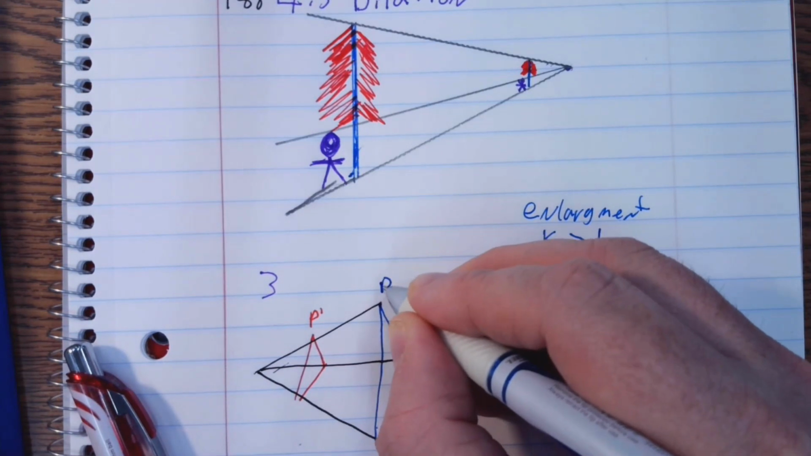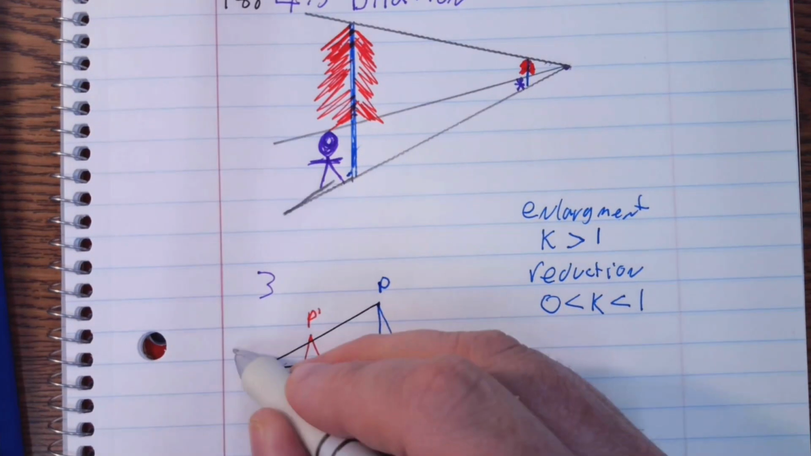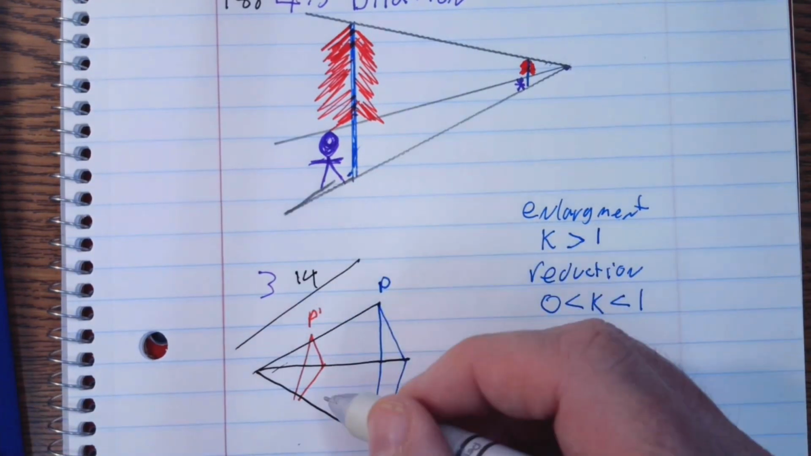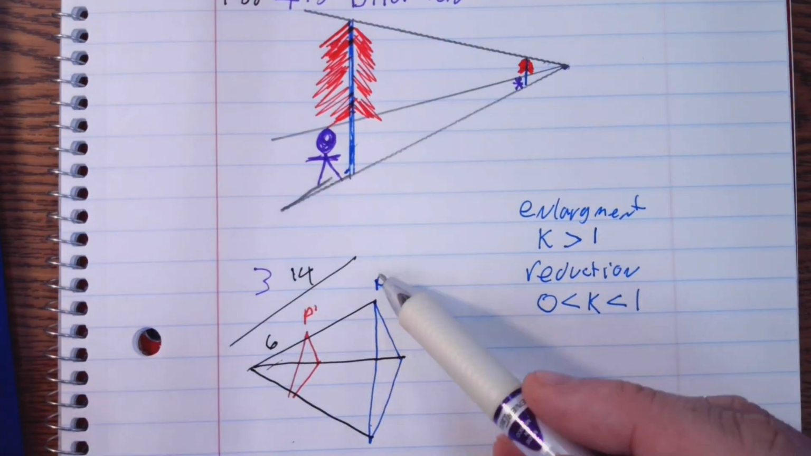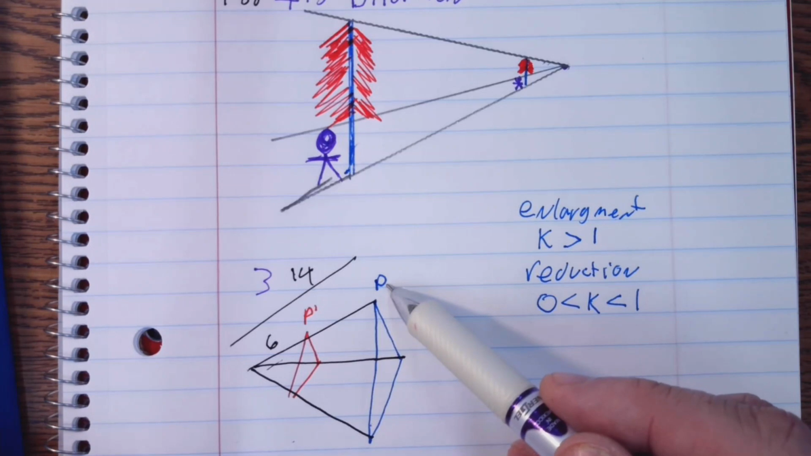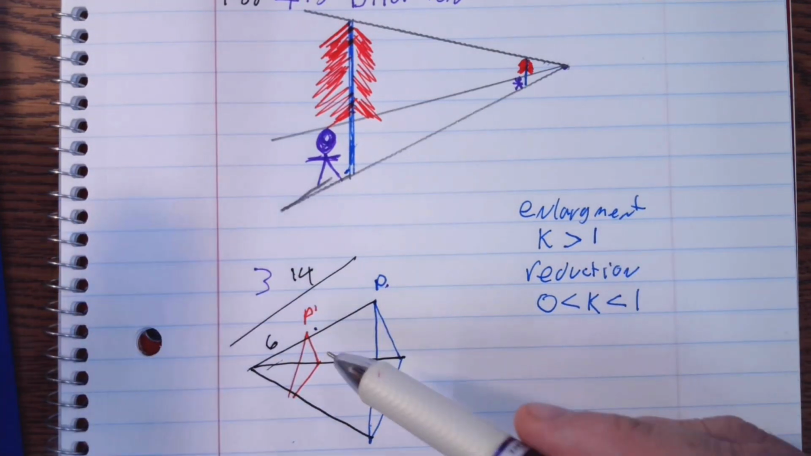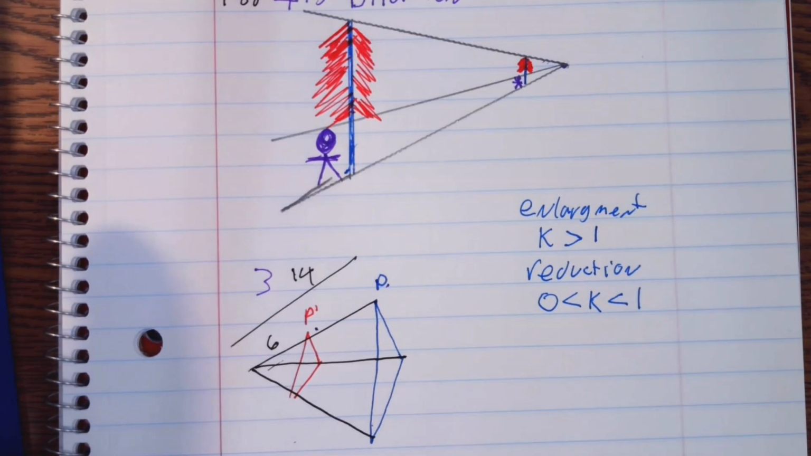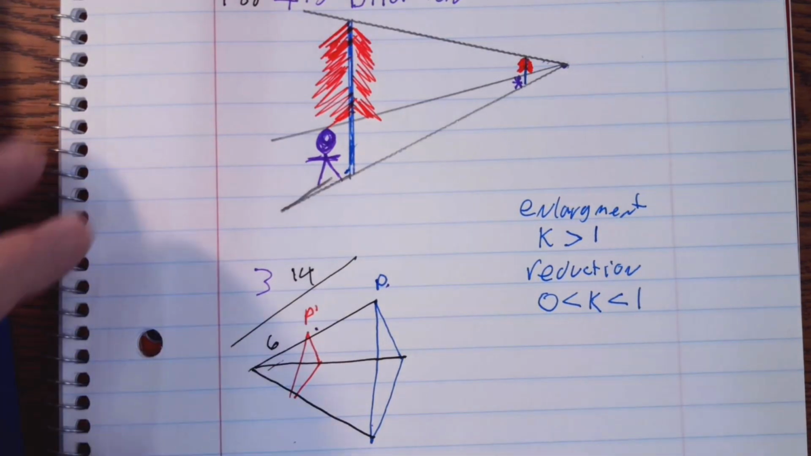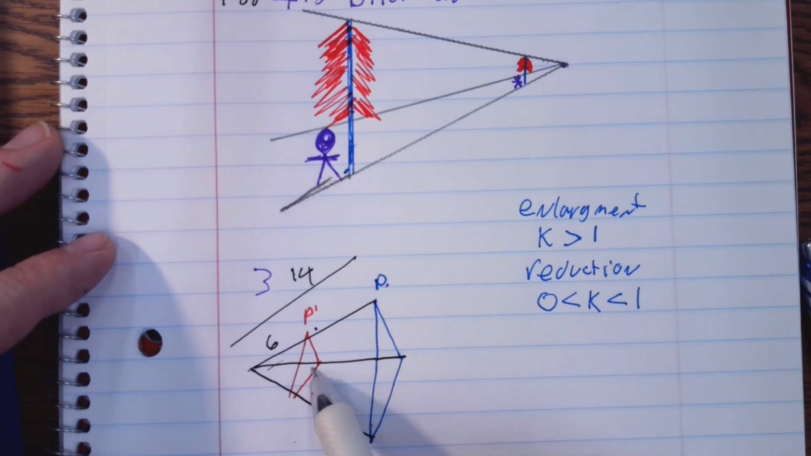And so that's P. And it says that this whole thing is 14, and this thing is 6. So what do I do? Well, we know that this is the pre-image, the blue, and P prime is the image. And are we increasing size or decreasing size? Is this a reduction or an enlargement? Hopefully you know it's a reduction. This is smaller than this, right?